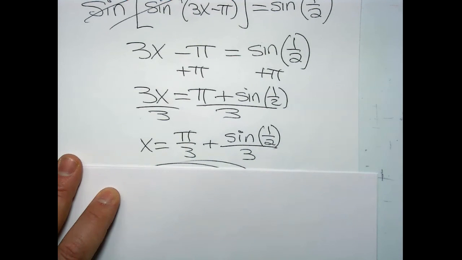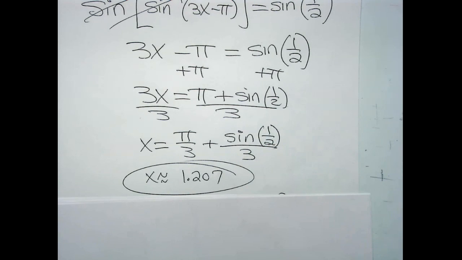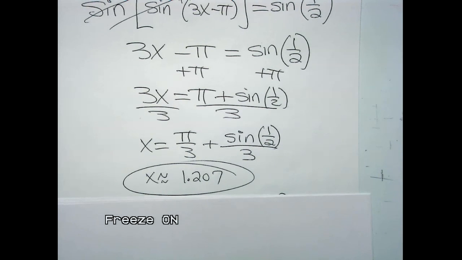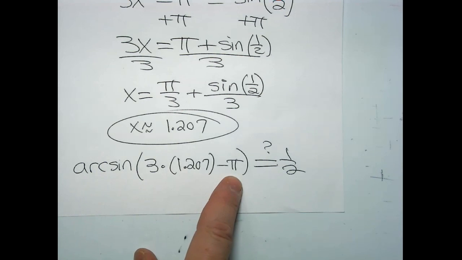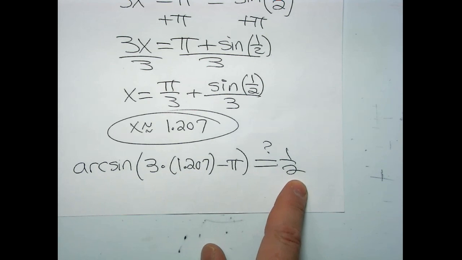Now, I did run that through my calculator, and when no units are mentioned, it does default to radians in mathematics, so I used radians in there, and I got about 1.207. So I guess you would check it, and the way you would check it is by doing this. Is it really true that the arcsine of all this stuff in here, with 1.207 roughly, is really a half? And that naturally would be a way to check your answer.